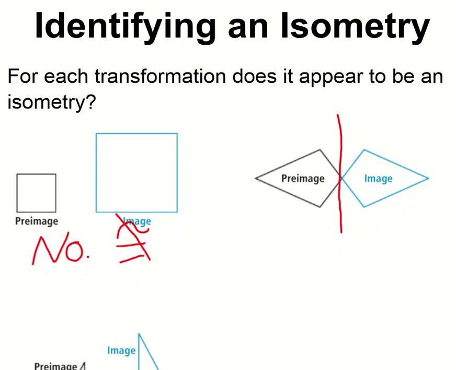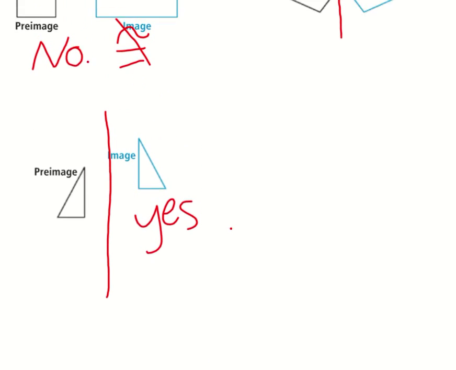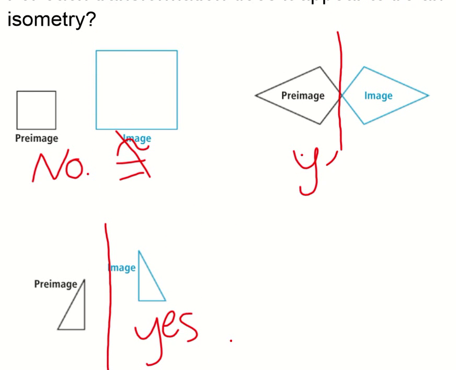If I scroll down, here's another one, pre-image and image. These two, they've been reflected and slid along that line, but the size of those two objects has not changed. Those two objects would still be congruent. Yes, we have an isometry. We also have an isometry. Yes, an isometry on that one.